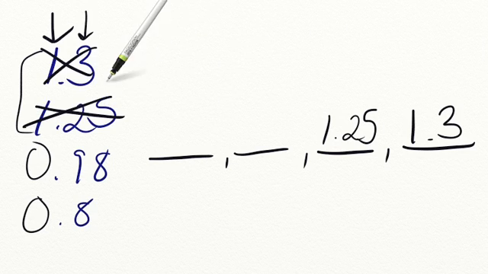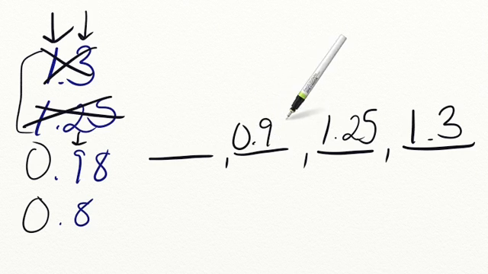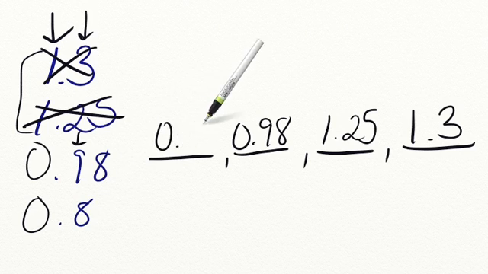All right, so what's our next largest number? Both of these numbers have a 0 in the ones place. So we move to the next place value over, which is the tenths place. And since 98 hundredths has a 9 in the tenths place, that means it's larger than 8 tenths, which only has an 8 in the tenths place. So that makes 8 tenths our smallest number. And that's it. That's all you have to do to compare these numbers from least to greatest.